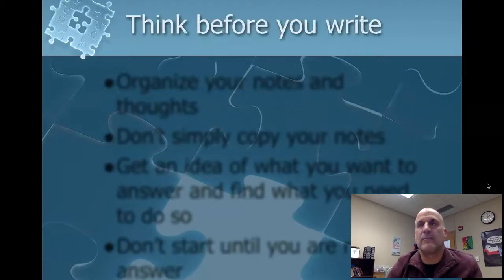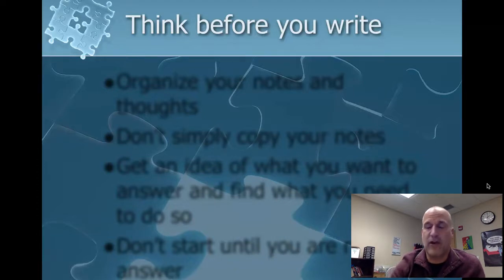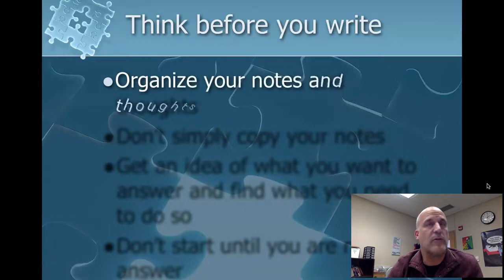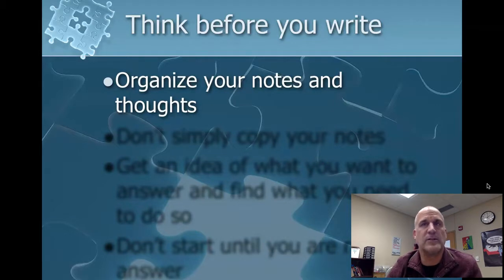The next thing, think before you write. So before you put pencil to paper, you need to consider a lot of things. So first off, if it's open note, you might want to organize your notes and circle or highlight things that you're going to use for your essay. If it's not open note, you want to organize your thoughts. What do you remember? What concepts do you want to share? What examples do you want to give? Kind of organize all that.